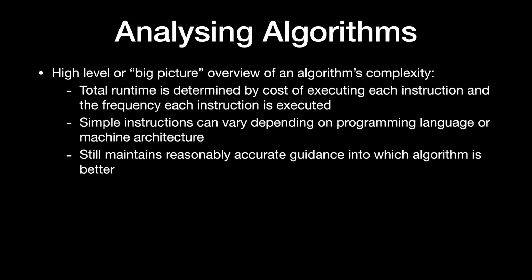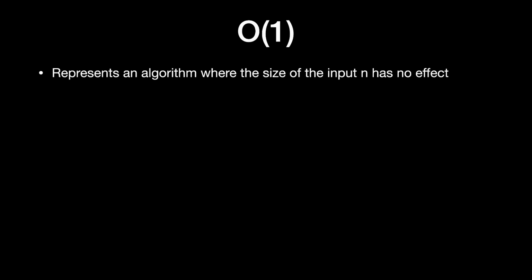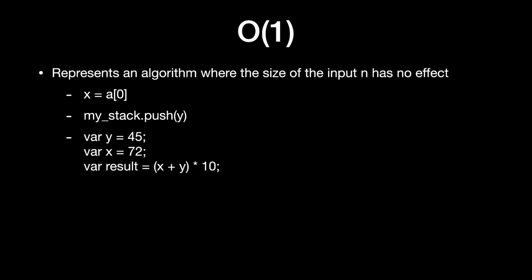There are some common examples that you'll see when studying big O. The first example that we'll see is constant time, or a big O of 1, and this represents an algorithm where the size of the input n has no effect on the runtime. For example, consider accessing an element from an array, pushing an item onto a stack, or some simple instructions that don't depend on the input. Further examples would include popping from the stack or adding to a queue.